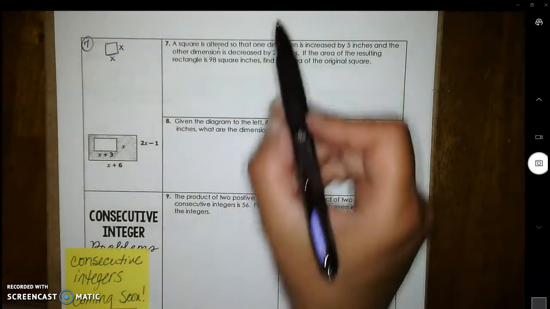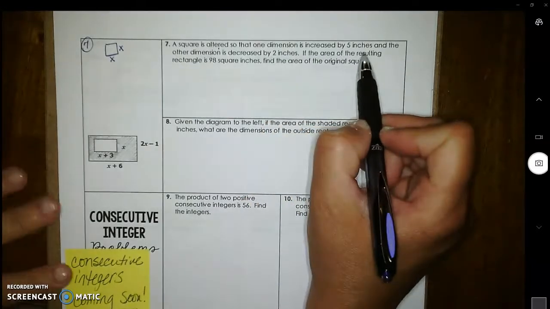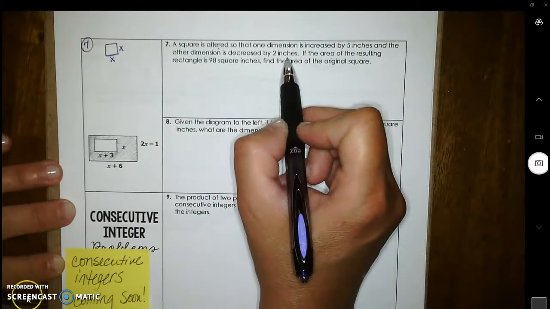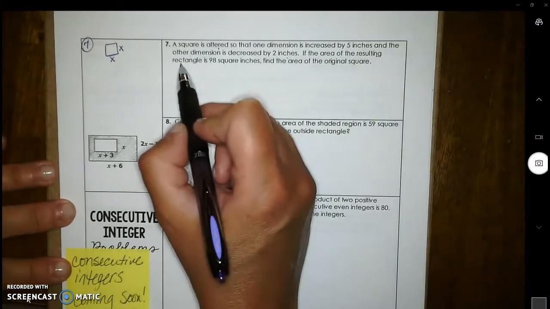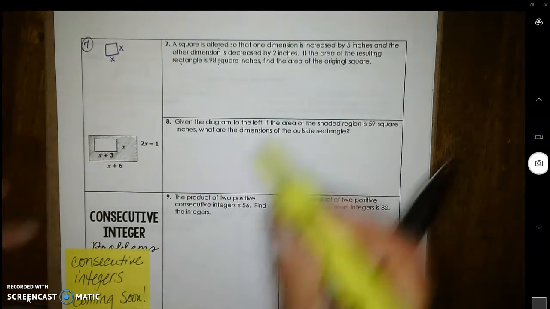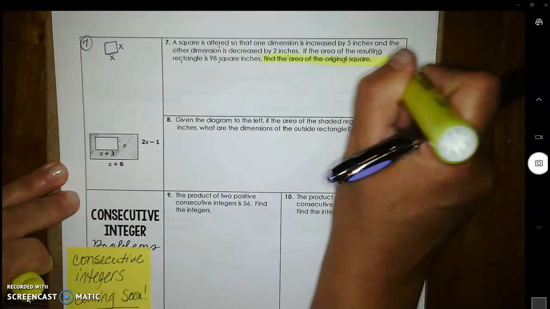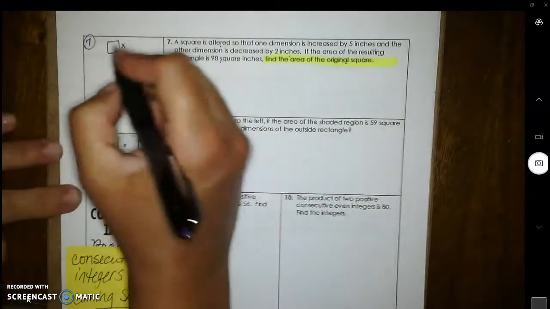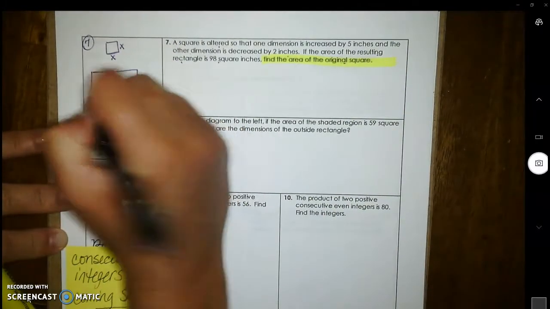So I'm going to go ahead and draw that. Let's see, it's altered. One dimension is increased by 5, the other is decreased by 2. If the area of the resulting is 98, find the area of the original square. I like this question. Okay, so let's go change this rectangle, okay?